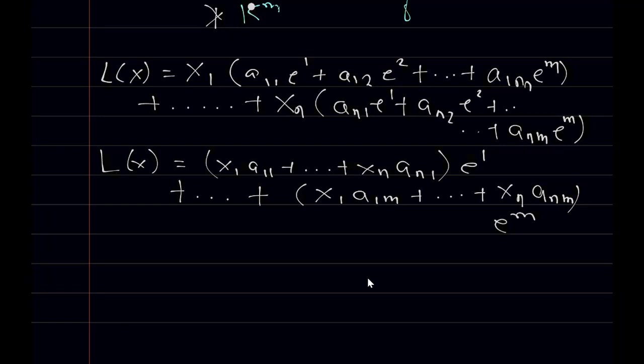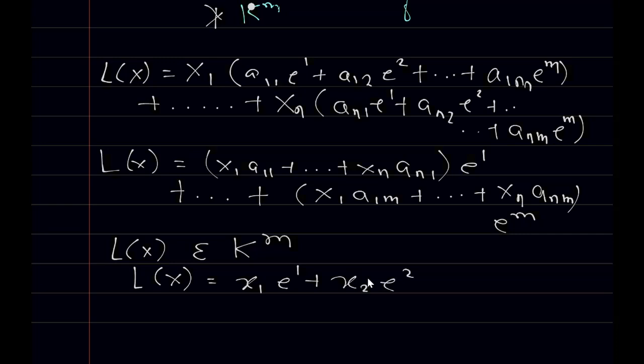So what do you understand from here? You understand that since L of x belongs to Km, that means L of x should be written as small x1 e1 plus small x2 e2 plus dot dot dot plus small xm em.